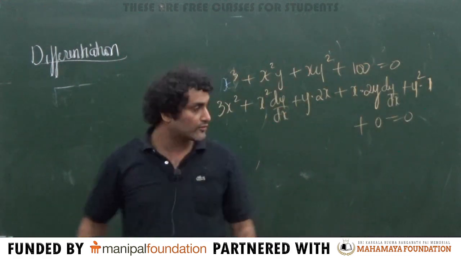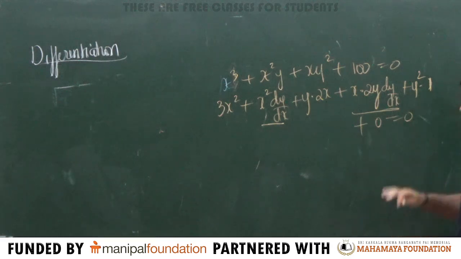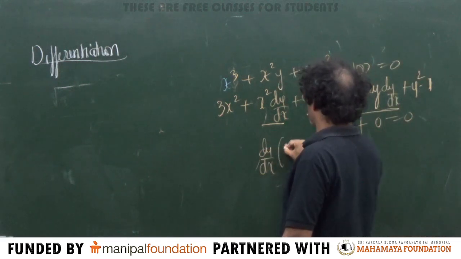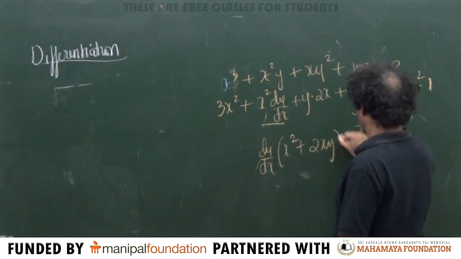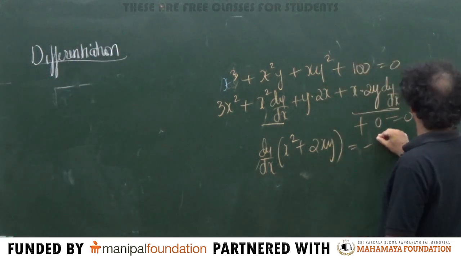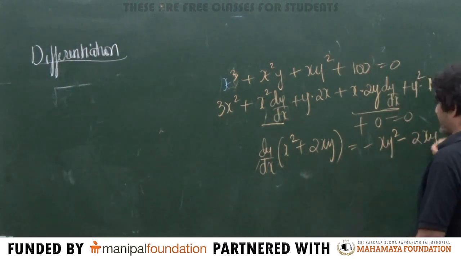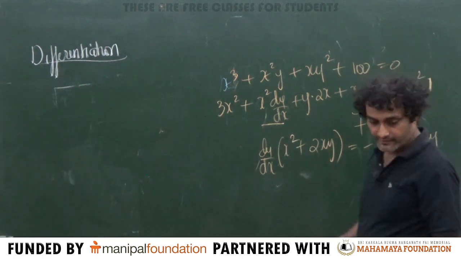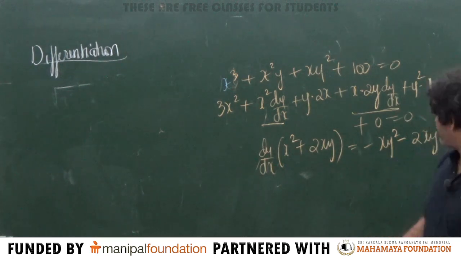So what you do is you keep these two terms here, the rest you take to the other side as negative. So what is dy by dx? x square plus 2xy, minus xy square minus 2xy. So if you want dy by dx, this divided by this, done. Is that okay? Please copy this.